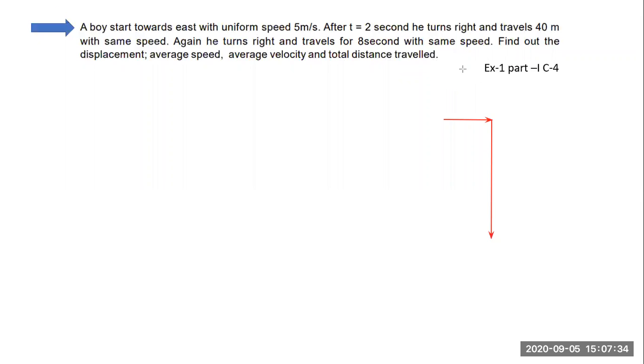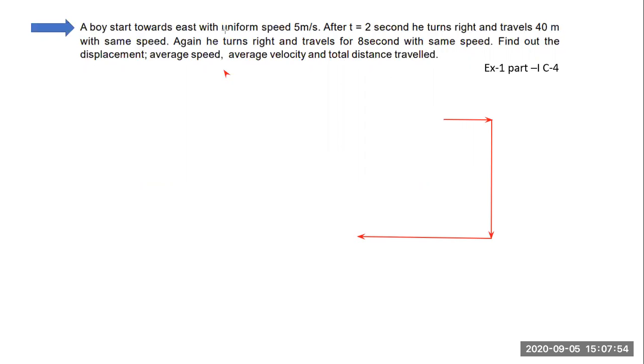Again turn towards right. So it will be towards west, and it travels for 8 seconds at the same speed of 5 meter per second. That means it will be 8 into 5, again 40 meter, right? So it will be something like this. Now you have to find the displacement and distance.